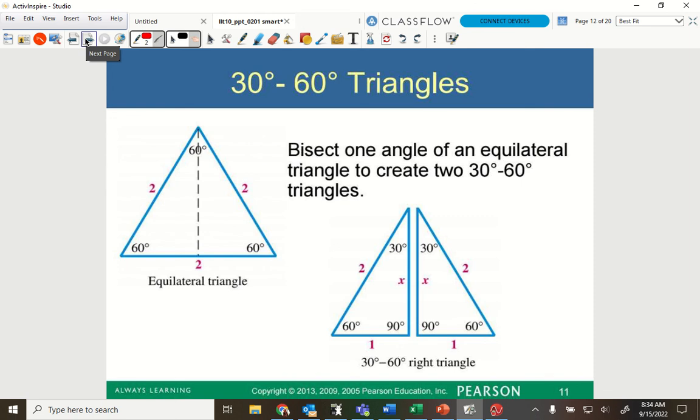Okay, 30, 60, 90 triangles. Bisect one angle of an equilateral triangle. What does equilateral mean? Yep, all sides and all angles. Very good. All sides and all angles are the same. So, if you notice, this one, equilateral, every side is 2. So, this is broken up into 2 separate ones. So, this is 1 and 2.